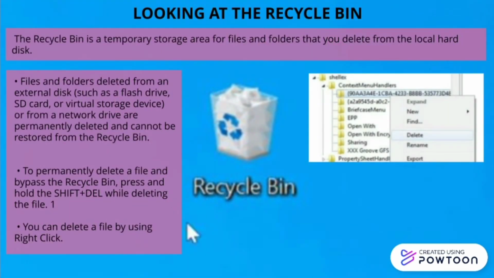Looking at the recycle bin. The recycle bin is a temporary storage area for files and folders that you delete from the local hard disk. Files and folders deleted from an external disk, such as a flash drive, SD card, or virtual storage device, or from a network drive are permanently deleted and cannot be restored from the recycle bin. To permanently delete a file and bypass the recycle bin, press and hold Shift+Del while deleting the file. You can delete a file by using right-click.